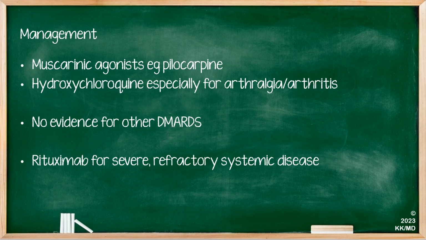In terms of medical treatment, muscarinic agonists may be used, such as pilocarpine for dryness symptoms. Hydroxychloroquine can be useful for arthralgia or arthritis symptoms. There's no firm evidence for the use of other DMARDs, although there's several trials that have taken place or are ongoing. Rituximab is recommended by the European guidelines for severe or refractory systemic disease.